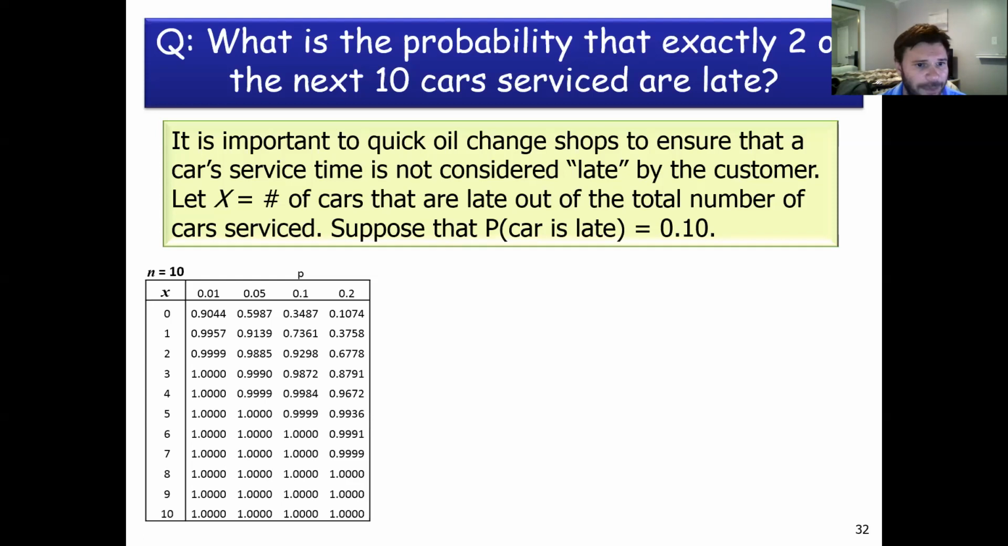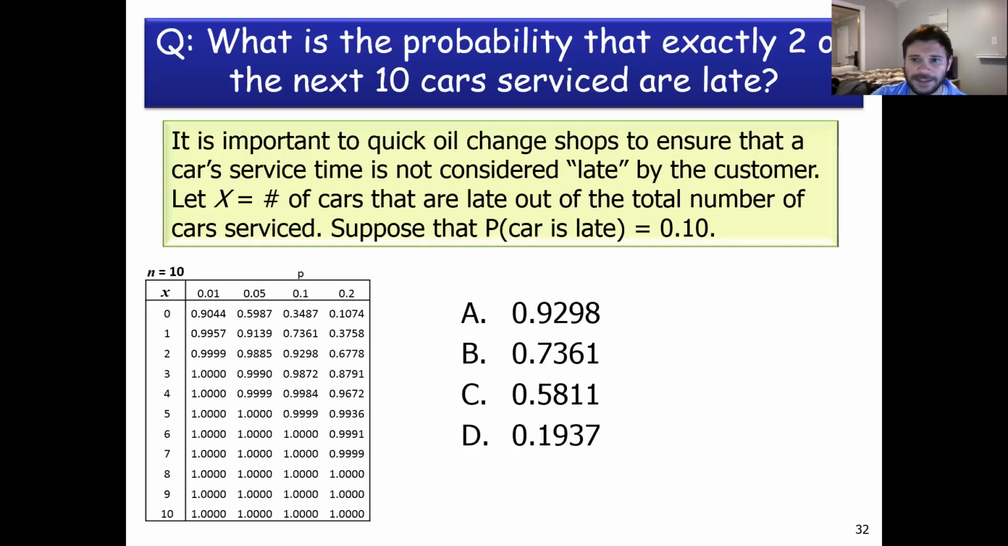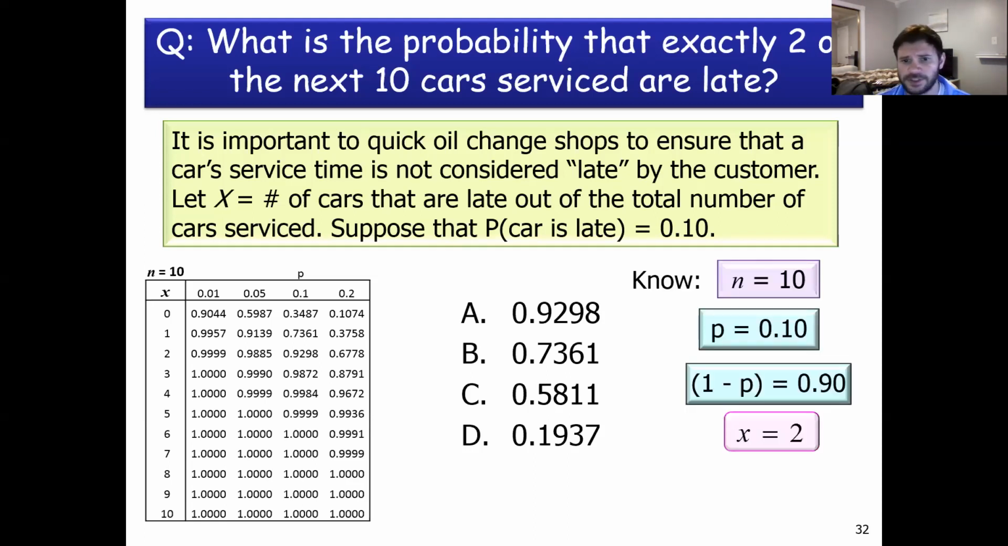So I'm still going to grab that part of the table where we have 10 trials. And you'll notice the success probability is a little different from the last example. And we want to figure this out. So we know the following. We have 10 trials. Success probability is 0.1 of us administering a late car, and 90% failure probability here. And we want to know what is the likelihood of exactly 2 cars out of the next 10 being serviced late. So next thing we're going to do is go to our binomial distribution table.